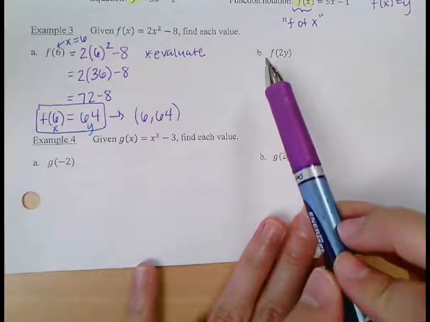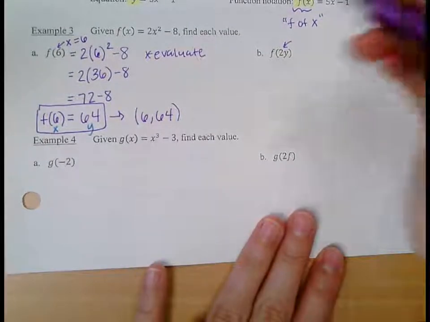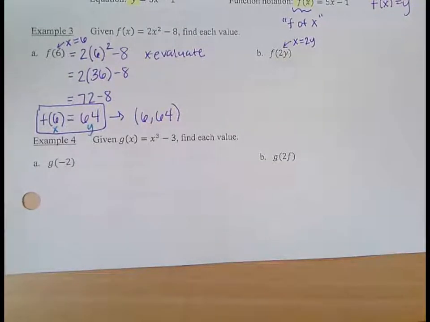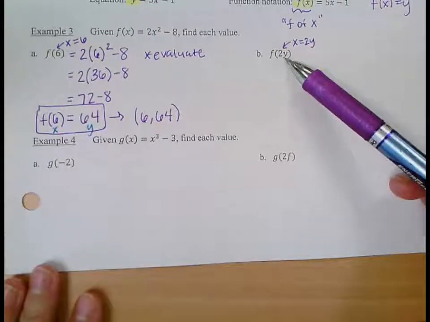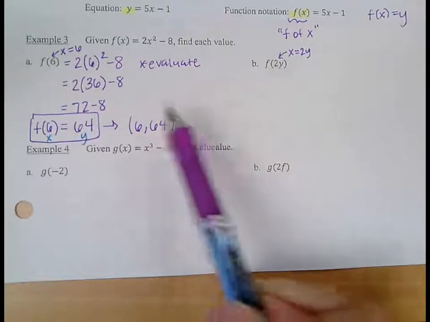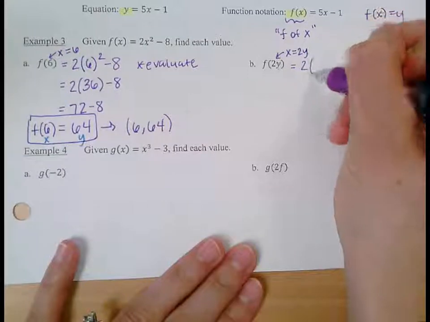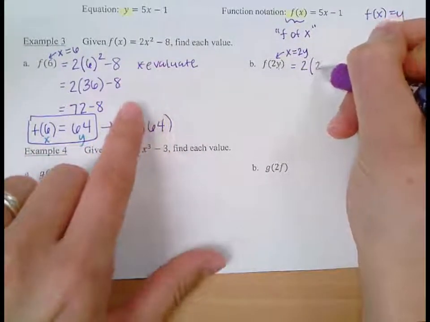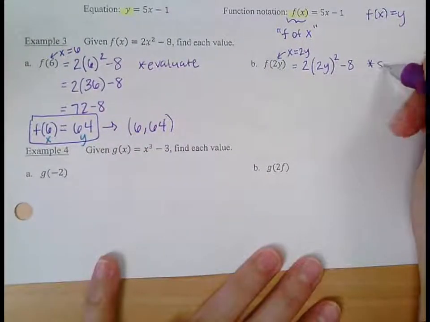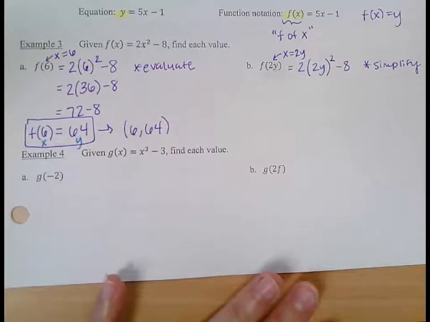All right, and then for B, we're going to work through this the same way, but we're finding f of 2y. So that means anywhere I see an x, I'm going to replace it with 2y. Now, because I have a variable in here, that means that variable is also going to be in my answer. My answer is going to be an expression and not just a value. So this will be 2 times the quantity 2y squared minus 8. And now this one, I can't evaluate it because I don't know what y is, but I can simplify it.